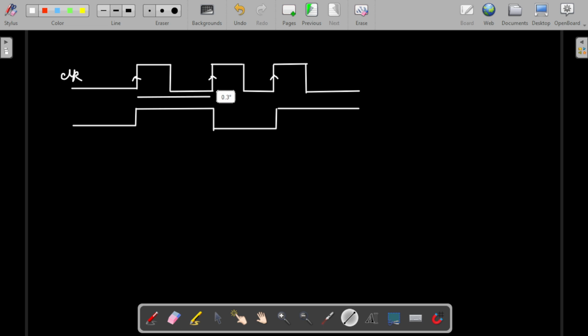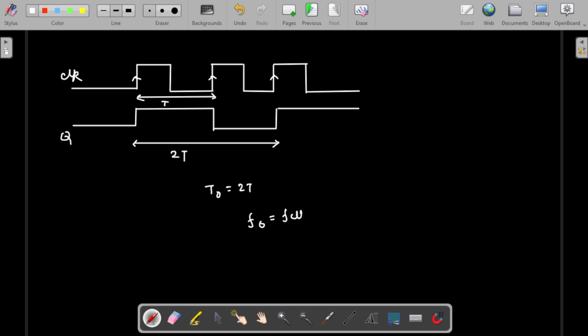So here we can clearly see this is the actual duration T. But if you see the output, one up and one down, that duration is double. So this is T, but here it is increased to 2T. So T naught is coming as 2T, which is increasing in the output. So this is Q. Then the output clock frequency f naught will be divided by 2. This condition is termed frequency division.